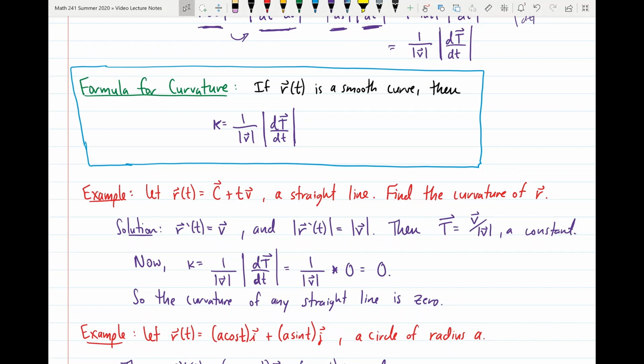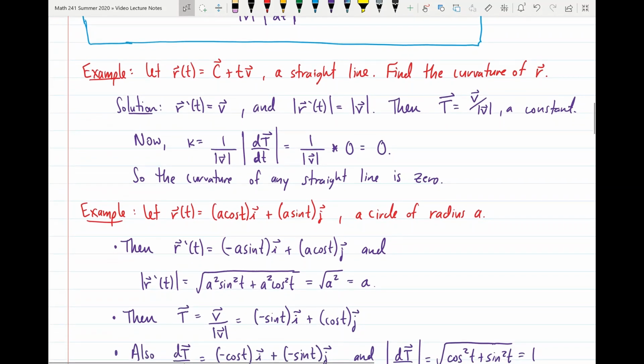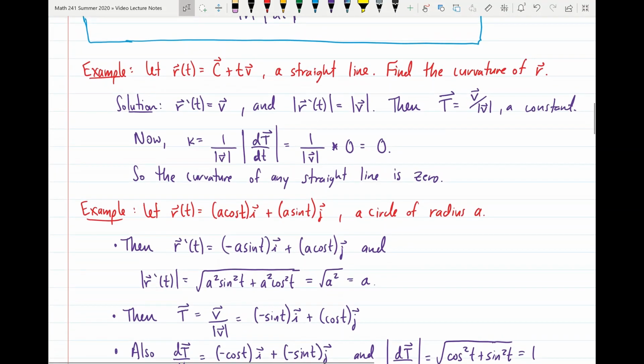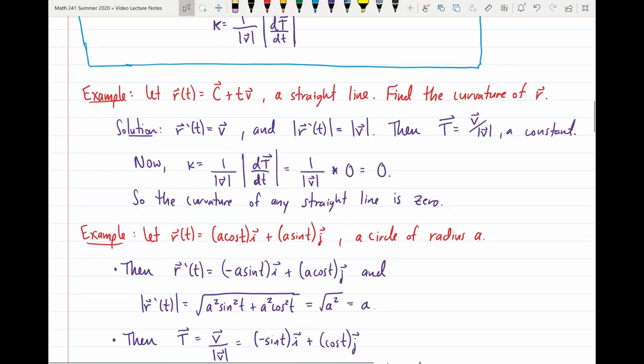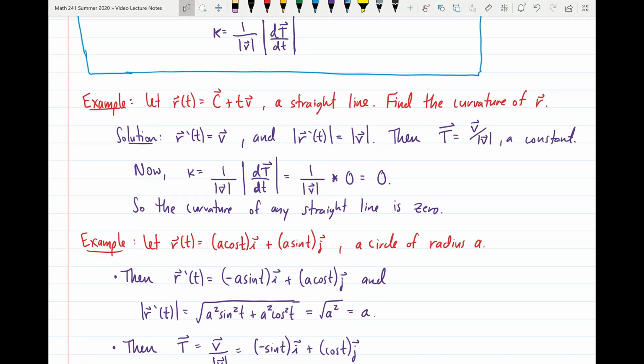So let's give a couple of different examples of finding the curvature of different curves. So we're going to start off with just a general equation for a straight line. So what we find out is going to be true for all straight lines. So we let r of t equal some constant vector c plus t times some other vector v. And this is the general equation for a line.